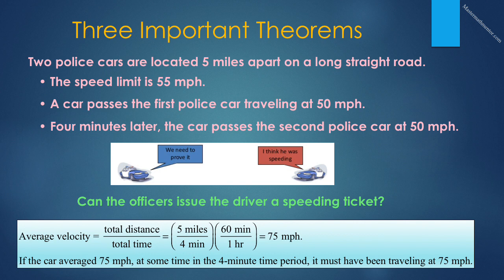To answer this, we calculate the average velocity, which is total distance over total time, or 5 miles in 4 minutes. We multiply that by 60 minutes over 1 hour and get 75 miles per hour. So, if the driver averaged 75 miles per hour, at some time in that 4-minute time period, that driver must have been traveling at 75 miles per hour. So yes, that driver was speeding. Whether the officers can issue the driver a speeding ticket based on this evidence is up to the state in which the car was traveling.